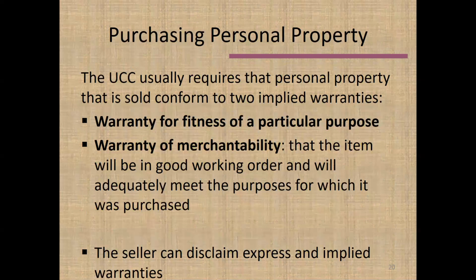So that's one way you can get a warranty for fitness for a particular purpose: by the pictures, the advertisements, the representation that the manufacturer makes. But there can also be unique warranties that happen because of what the buyer represents.